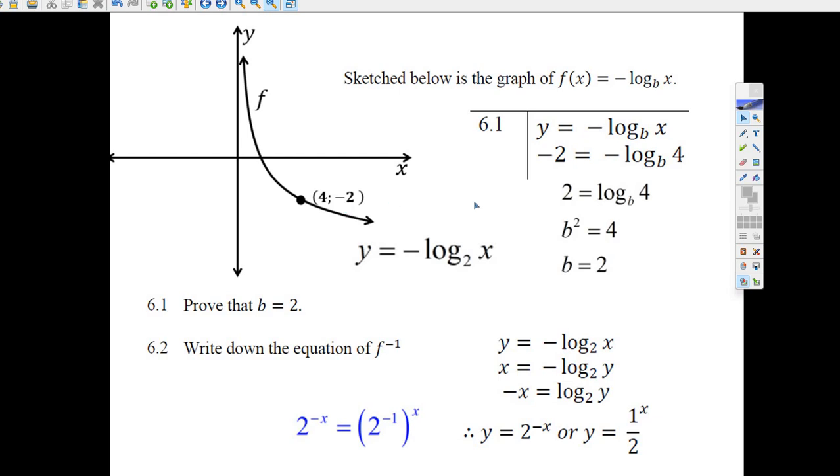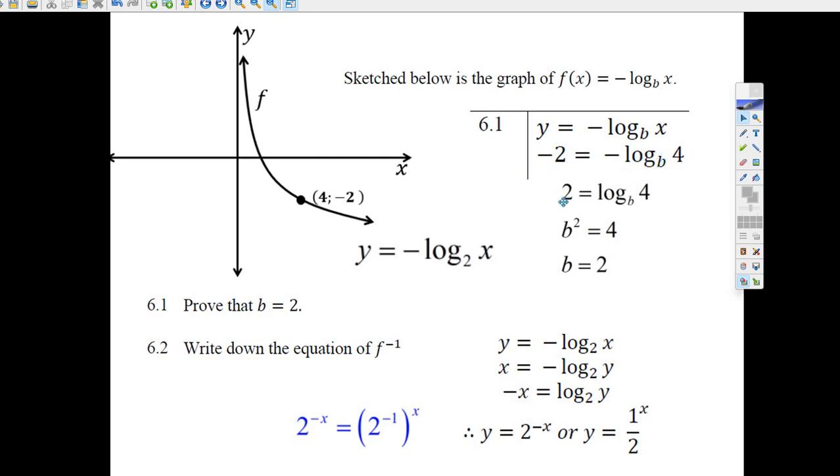Well, you guys should know that the first step is what you've got to do is substitute the point into the equation to solve for b. So you do that. You put in minus 2 for y, and you put in 4 for x. And that's you're on the way. So this first part's not too bad, really.